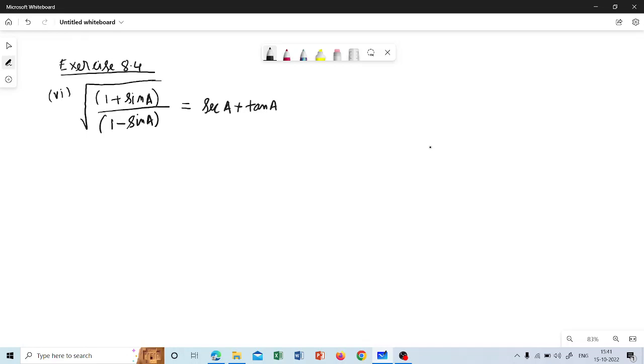Today I'm going to start with the sixth problem of exercise 8.4. As you can see, it is asked to prove LHS is equal to RHS. That LHS is given as square root of (1 plus sine A) divided by (1 minus sine A).